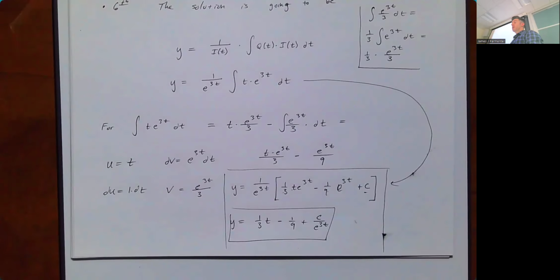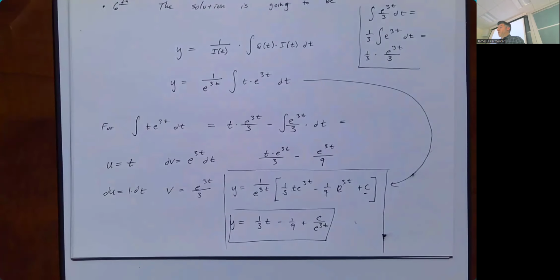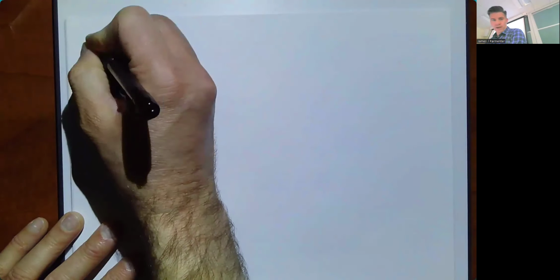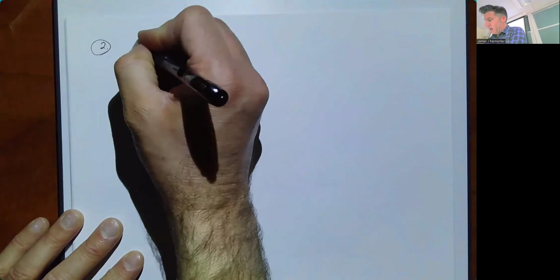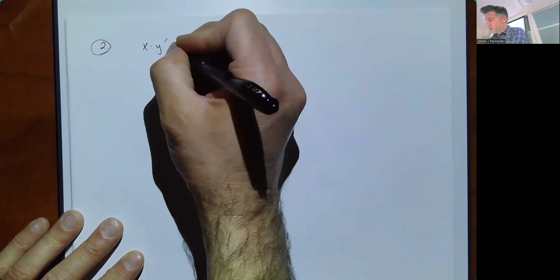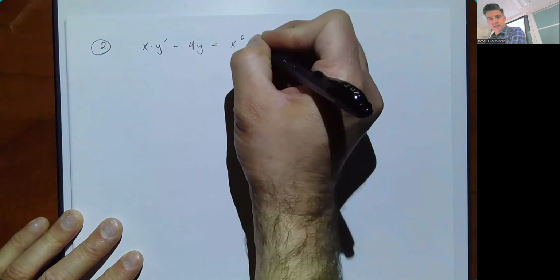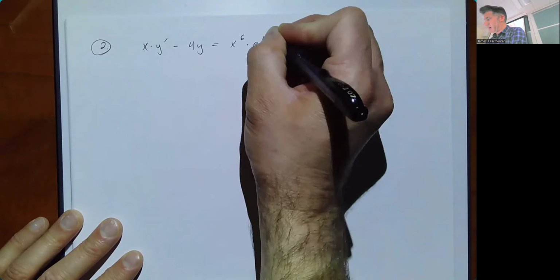How do you find the integrating factor? Yes. So in fact, let's do another problem. Let's look at the following situation. I'm going to use x's this time. We have x times y prime minus 4y equal to x to the 6th times e to the x squared.